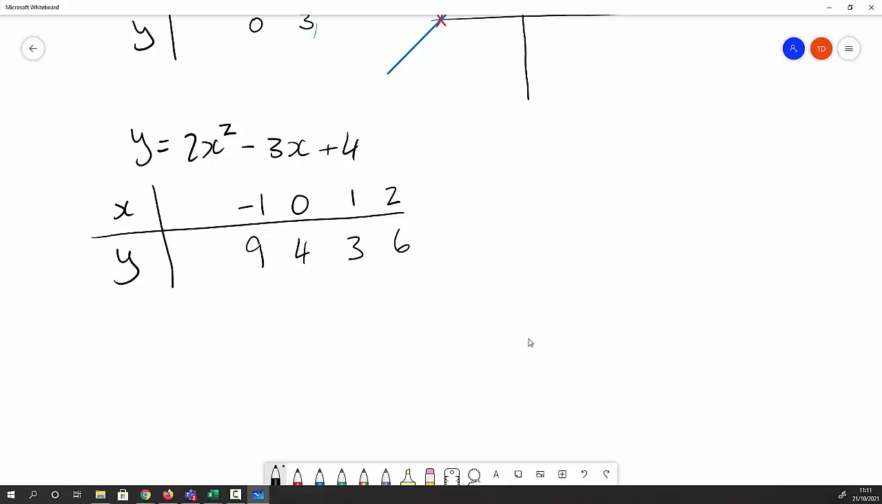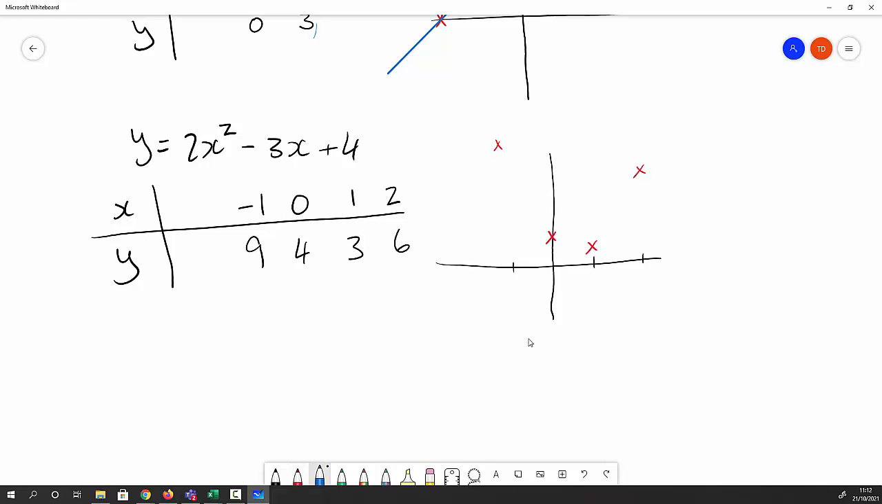Now let's just look at the numbers we've got here. We've got y is 9, then 4, then 3, then 6. So we've gone down, and now we've gone up, which means we've passed the turning point of the graph. So let's just draw that. We've got minus 1, 1, and 2, and we'll put the numbers in. So when x is equal to minus 1, y is 9. When x is equal to 0, y is 4. When x is equal to 1, y is 3. And when x is equal to 2, y is 6, which is going to be about there.